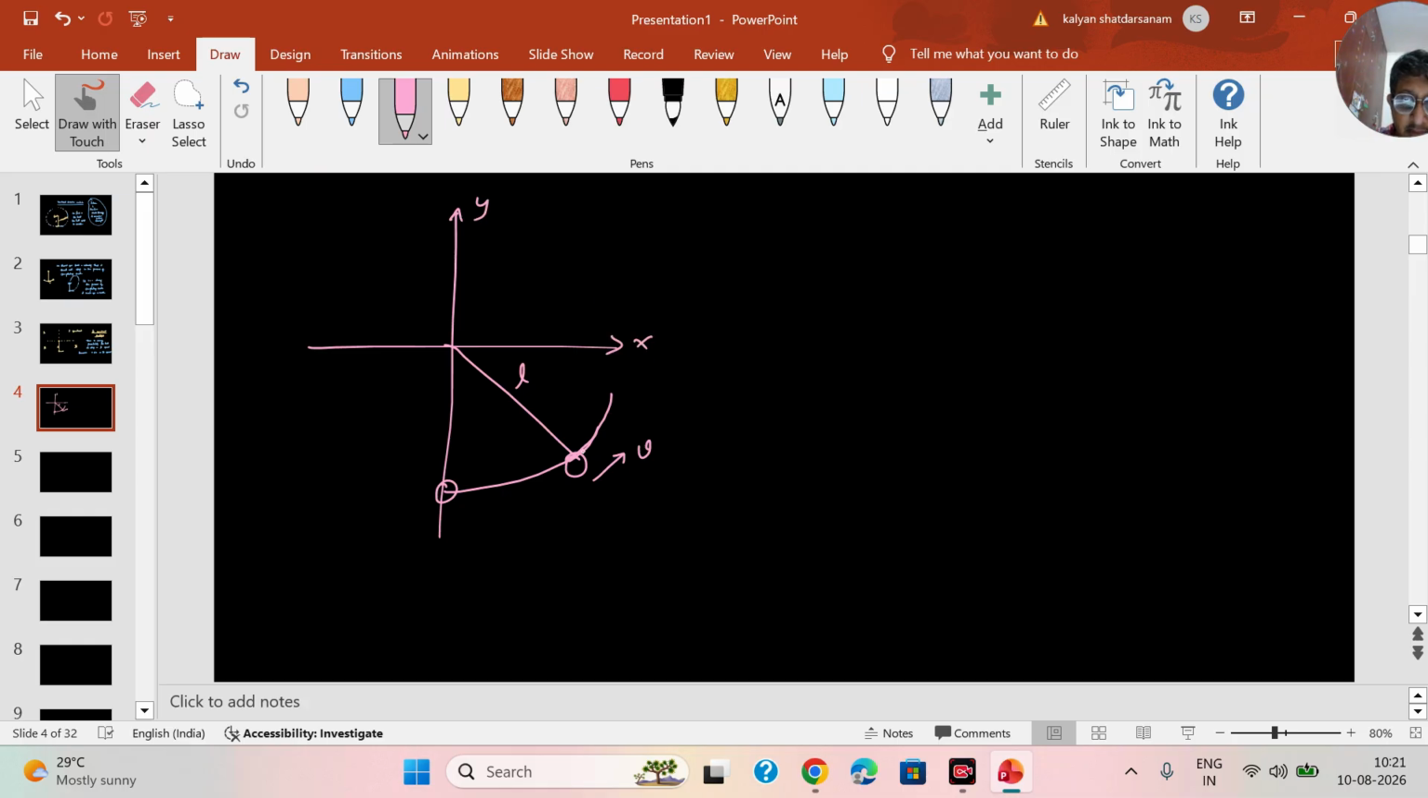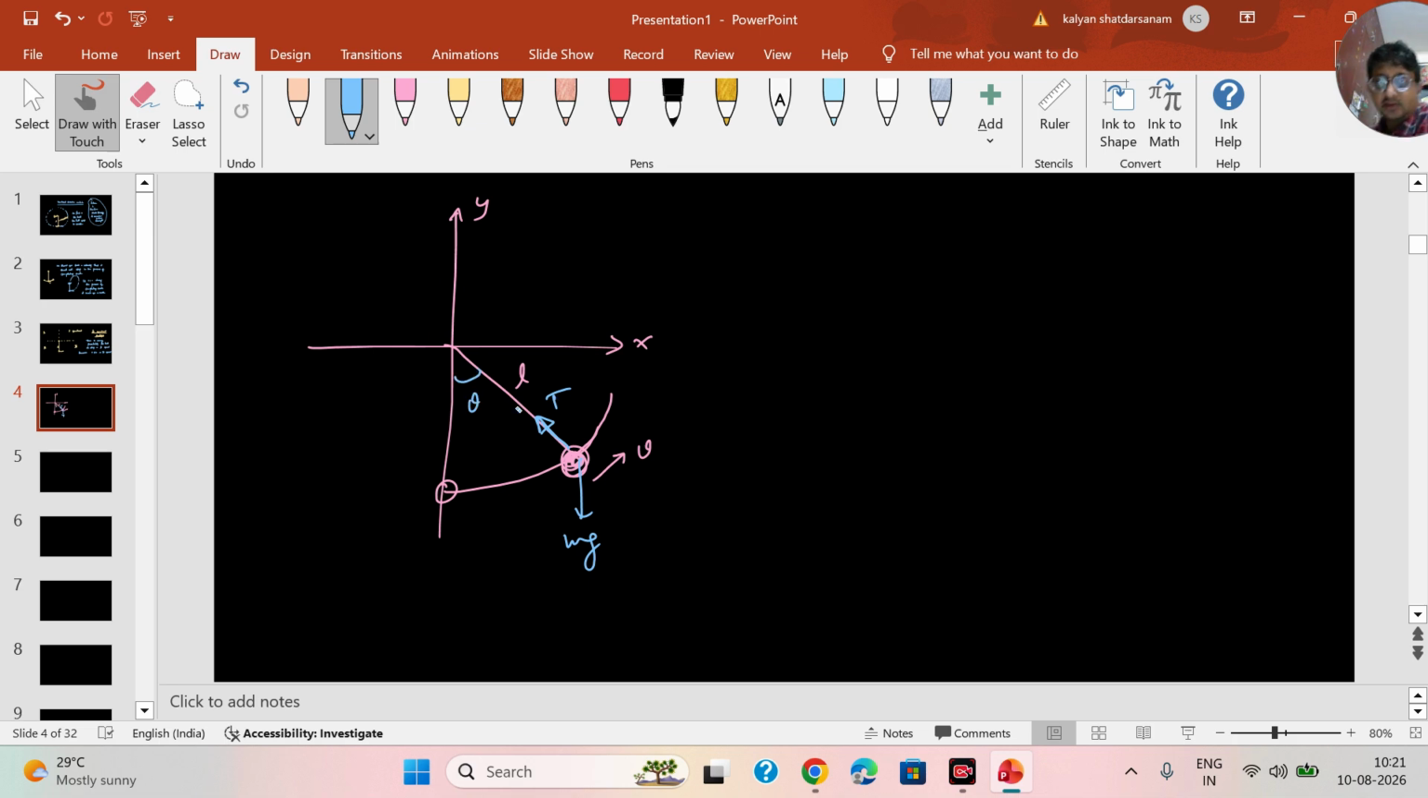So let me apply Newton's laws at this position when it is here. Let me draw the free body diagram. There is mg and there is the tension by the string. These are the only two forces on the ball, no other force. We neglect air resistance everywhere. And let us say this angle is theta.